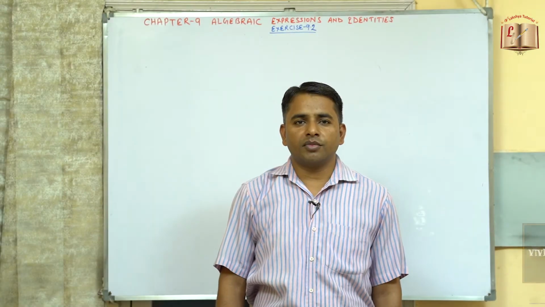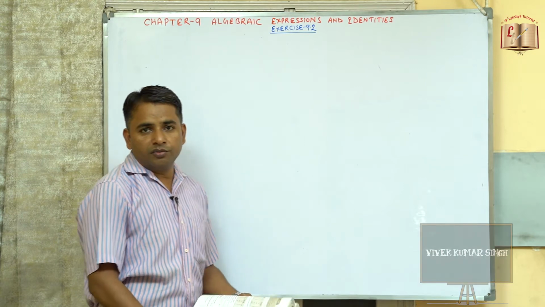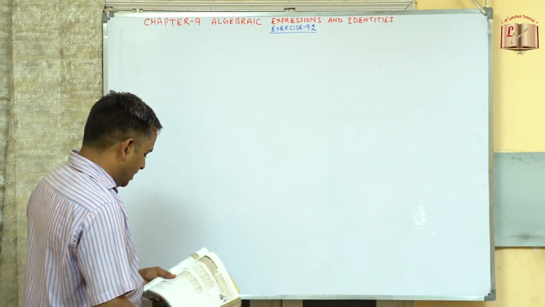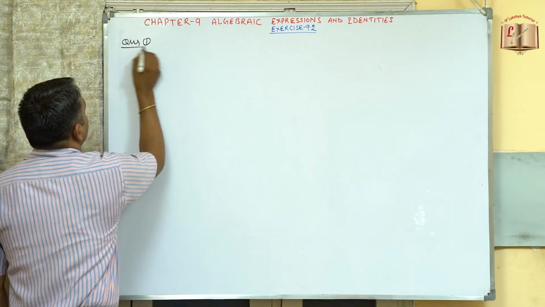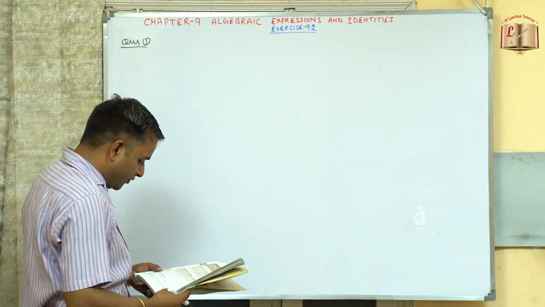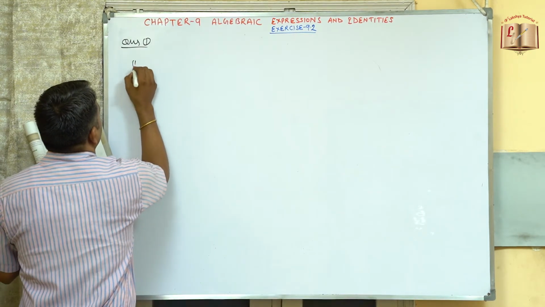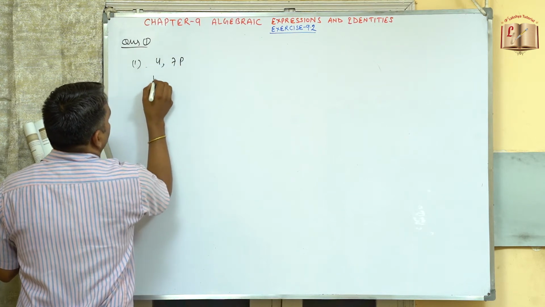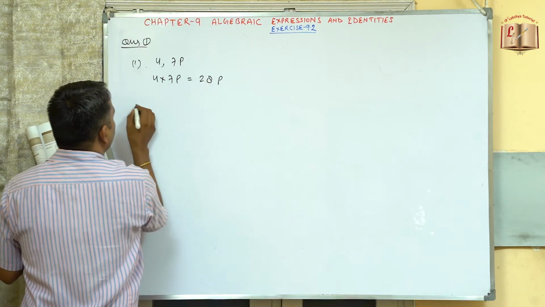Hello students, welcome back. Now we will take our exercise 9.2 where we will go mainly for the product of monomial to monomials. So coming to the question number 1, this is the simplest exercise. Find the product of the following pair of the monomials. So first one is 4 and 7p. So product will be 4 into 7p. So this will be 28p.